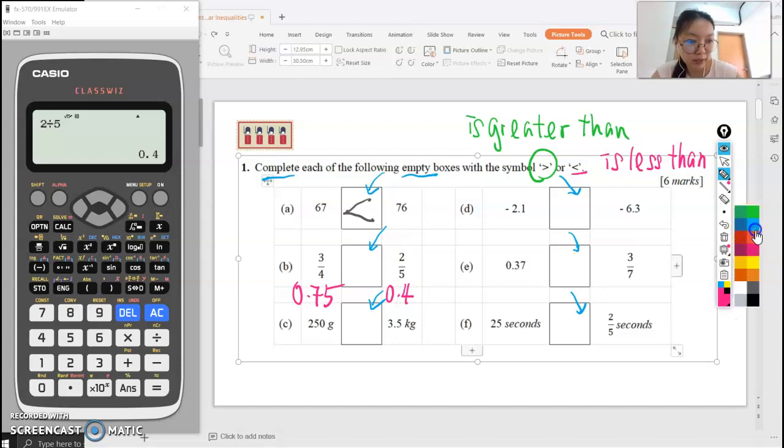Which number should I look at? Check the first one, 0, 0. 7, 1. Oh, 7 and 4. So 7 is bigger. 4 is smaller. So this is greater than.